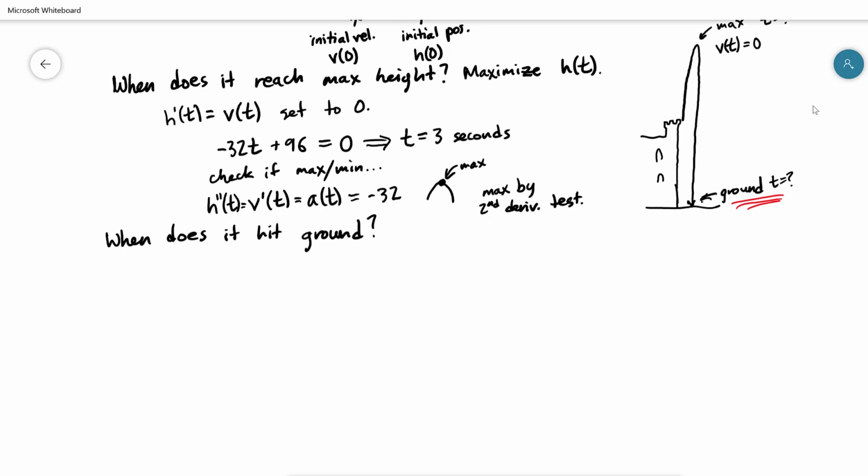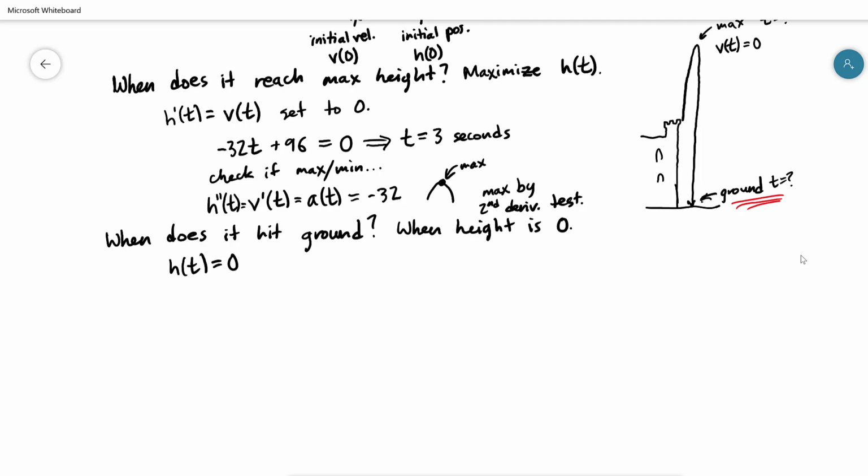We're assuming that this is a height of 0 at the ground, and the top of the castle, that was the height of 128 feet. So I just want to know, when is h of t equal to 0? So when the height is 0, that's when it hits the ground. So I just need to set h of t equal to 0 and solve.